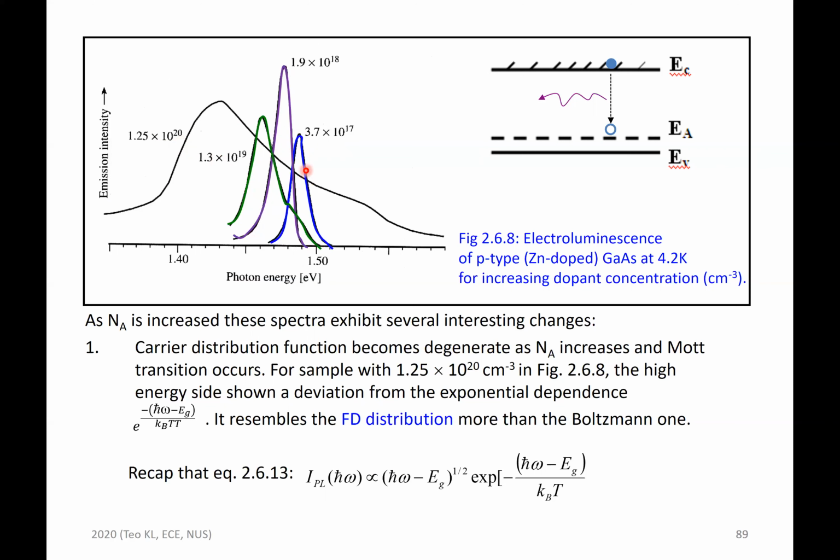You can see that the emission spectrum, or the peak, which is closely related to the band gap, actually shifted to a lower photon energy. And this, we have discussed, is due to the band gap renormalization. So for p-type gallium arsenide, let's say you dope it with zinc, you expect several interesting changes. You can see that the carrier distribution function becomes degenerate, because if we increase the carrier concentration, the Fermi level goes into the valence band. So mode transition occurs.